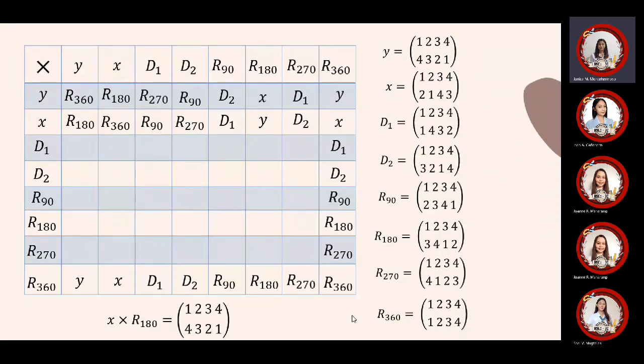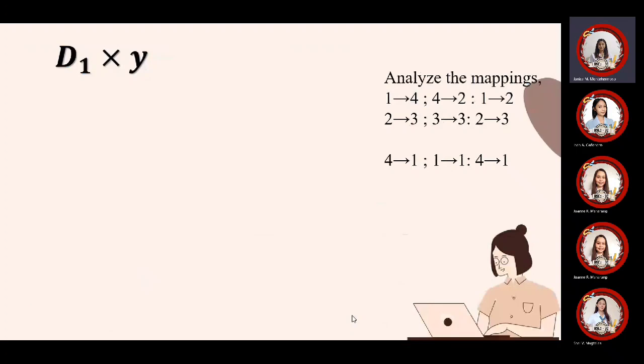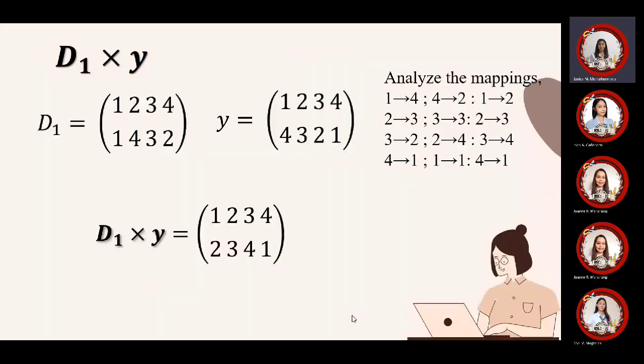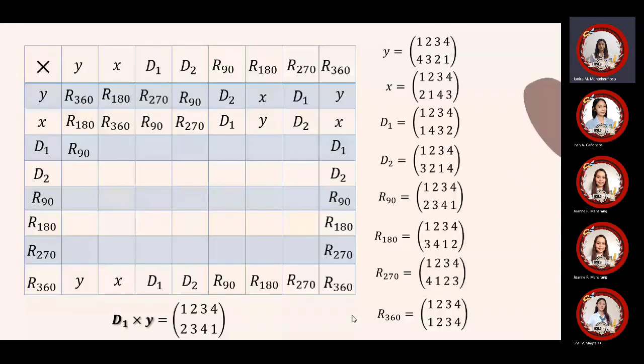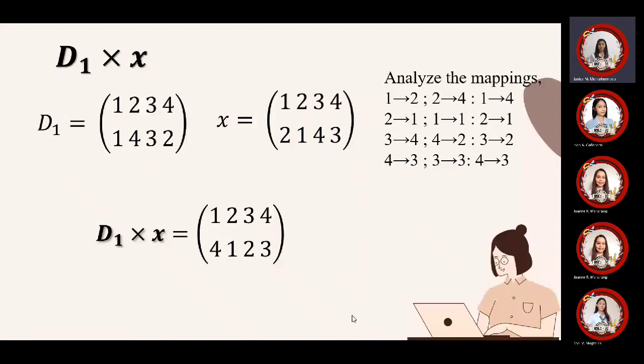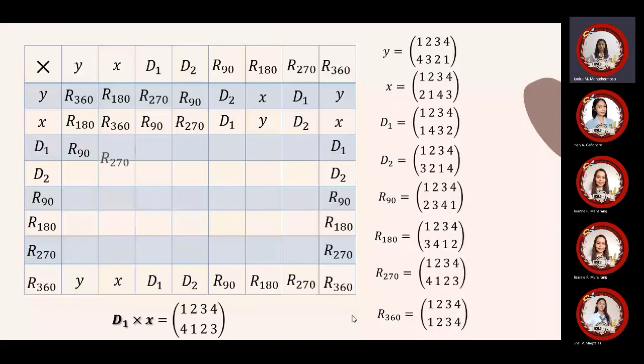So next row, we have D1 multiplied by y, which is 1 maps to 2, 2 maps to 3, 3 maps to 4, and 4 maps to 1, which is also our R90. So proceeding, we have D1 multiplied by x, which is 1 maps to 4, 2 maps to 1, 3 maps to 2, and 4 maps to 3. So it is also our R270.